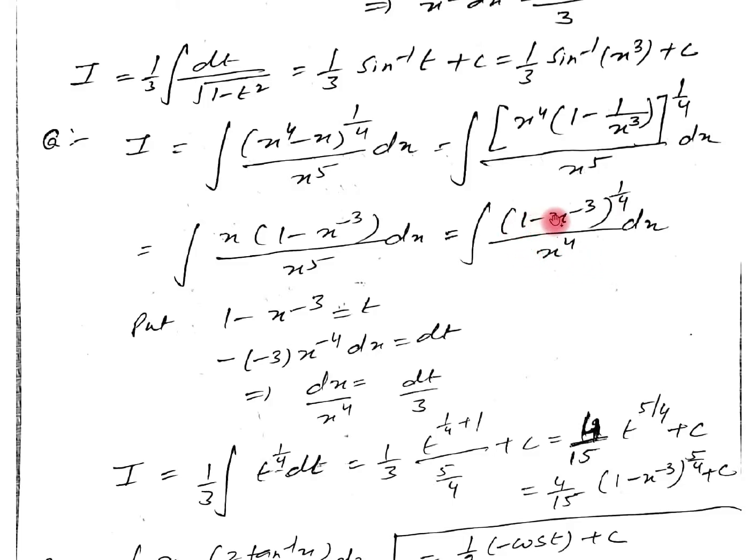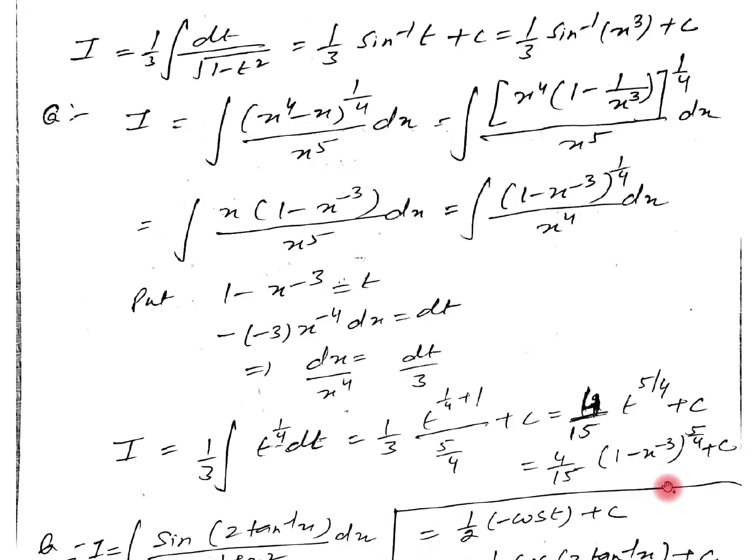Then taking 1 minus x raised to power minus 3 equal to t. Differentiating, we are getting 3 x raised to power minus 4 dx equal to dt. It means dx upon x raised to power 4 equal to dt by 3. Now resubstituting the values, this is t raised to power 1 by 4, dx upon x raised to power 4 is dt by 3. Putting these values, now we can easily integrate this, and then resubstituting the value of t, we are getting the answer.